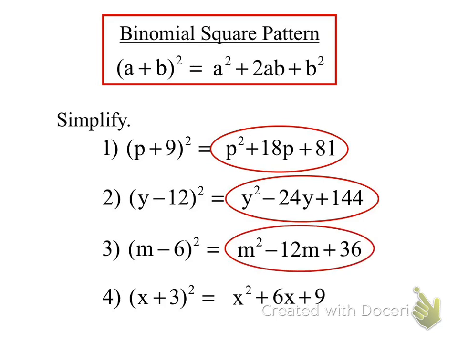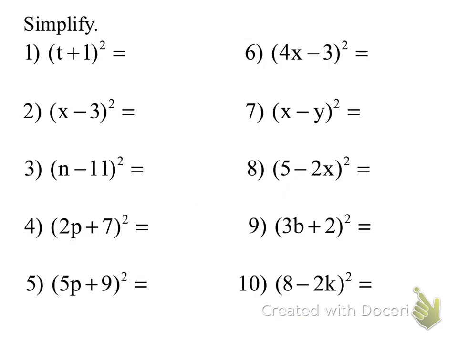Now you can still expand it out, p plus 9 times p plus 9, and do the double distributing. But this is just your shortcut. I think you should take the shortcuts when you get them. When I have a coefficient, I don't know that I would just do my double distributing. When you have a coefficient on a variable, this means 2p plus 7 times 2p plus 7.